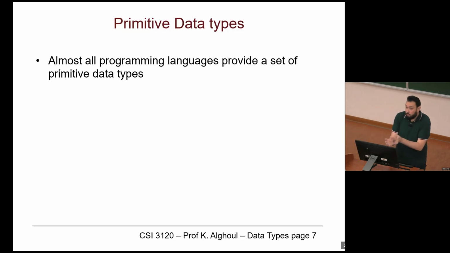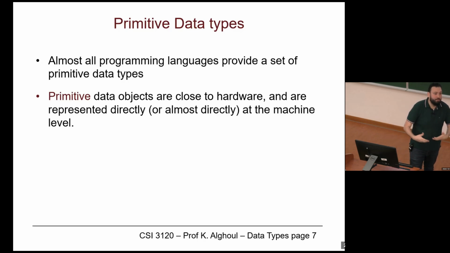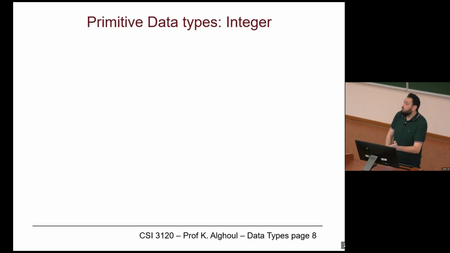So now we're going to talk a bit about these primitive data types. Some of these primitive data types are int, for example, and other things we're going to see. Almost all programming languages provide a set of primitive data types. Primitive data objects are close to hardware, as we mentioned previously, and are represented directly or almost directly at the machine level. That's why we don't need lots of processing for them. So we're going to start. Some of these types are integer, character, and Boolean. We're going to talk about them a bit.